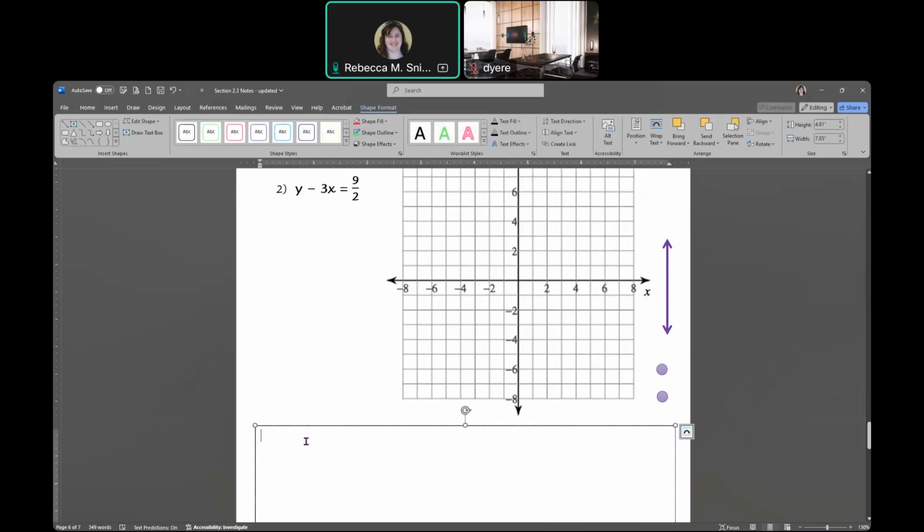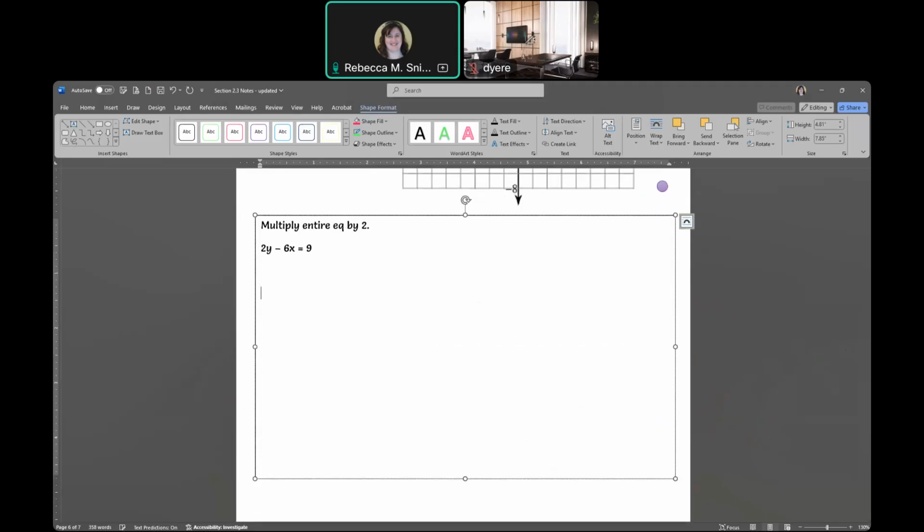So to start with, I would multiply the entire equation by 2, thus getting rid of the fraction and giving me whole numbers to work with. So my equation is going to become 2y minus 6x is equal to 9. And then once I do that, I now have to do the same thing I did before. So I can start with my x-intercept, which is of the form x comma 0. So just like before, we are going to plug 0 in for y, and we're going to solve for x.